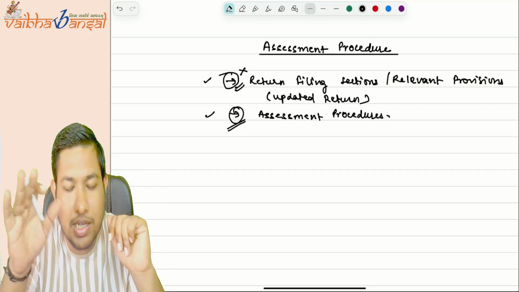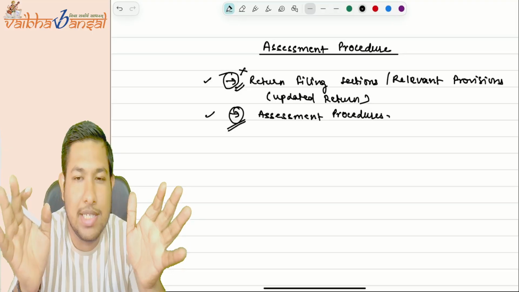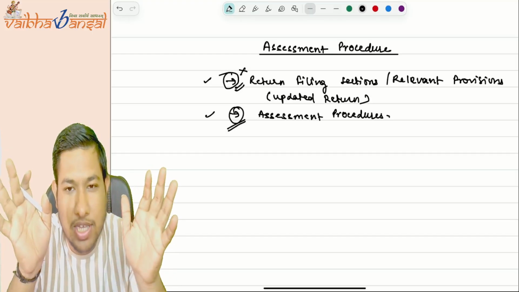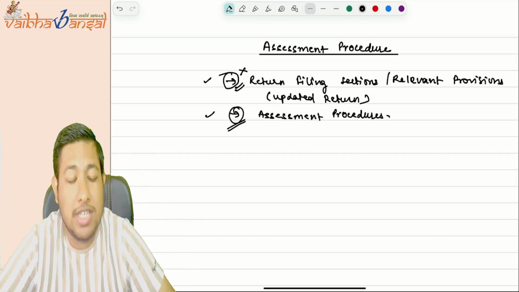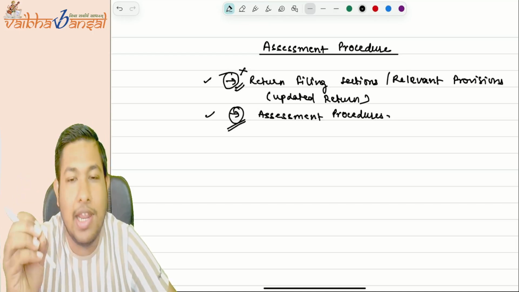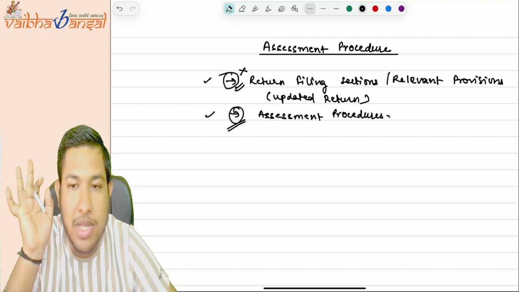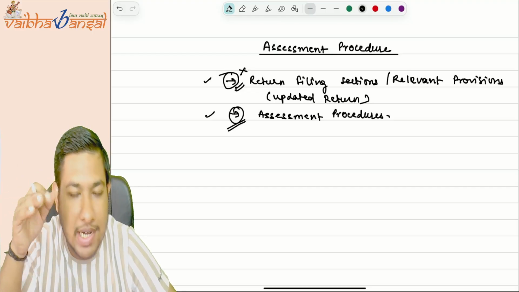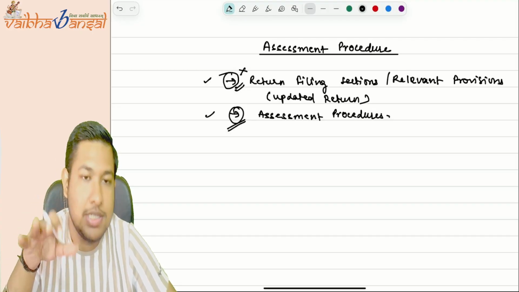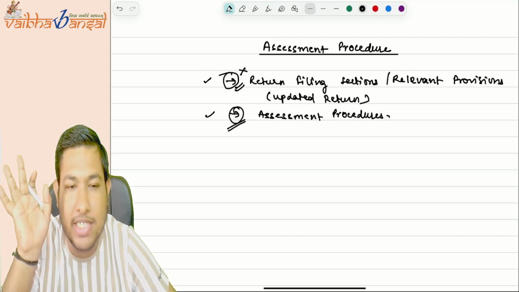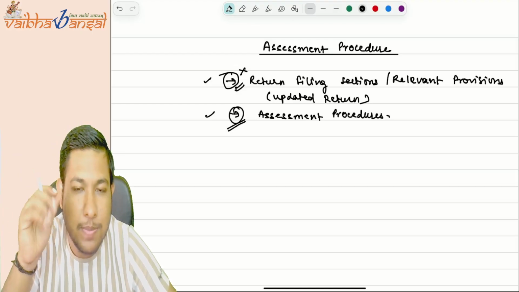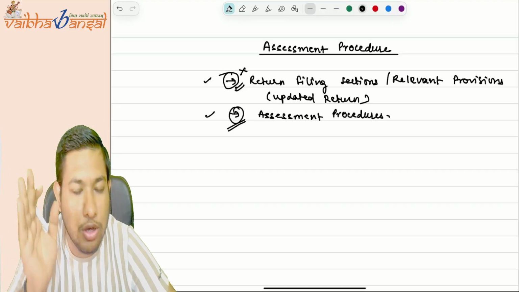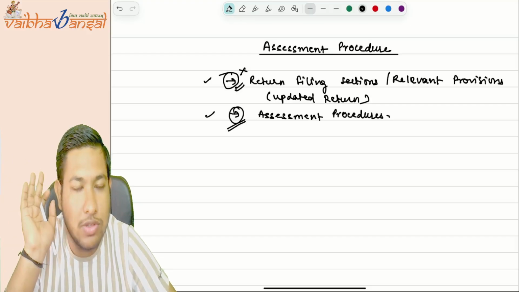Only two or three questions, just a glance, will be given to you on the return filing sections, because that is not as important in this chapter. Only one or two MCQs can be asked, but the assessment procedure part is very important, and in every attempt you will find a question from the assessment procedure part itself. You have to understand the return filing sections and relevant provisions, so recall the conceptual part from your syllabus, and solve the questions with me.